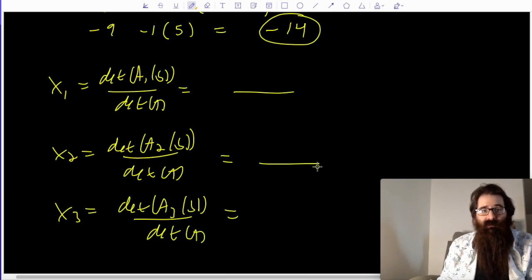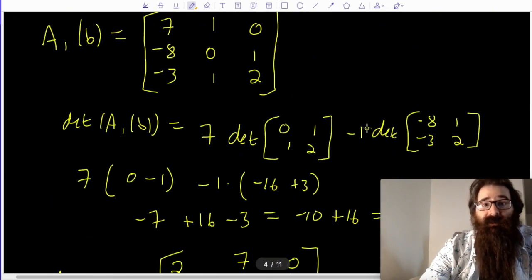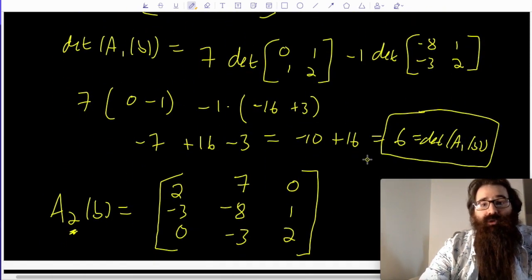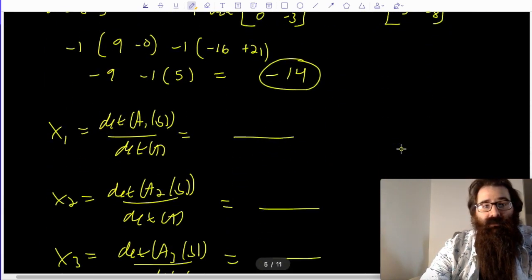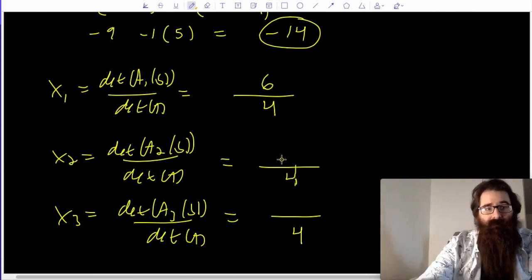I'm just getting ready to drop in all of the parts that I have for my work. So what was the determinant of A, the original matrix? We found that to be 4, and the determinant of A sub 1 at B was 6. So determinant of A was 4, determinant of A sub 1 at B was 6, and in fact determinant of A is in the bottom of all of these fractions. So 4 is in all the denominators.